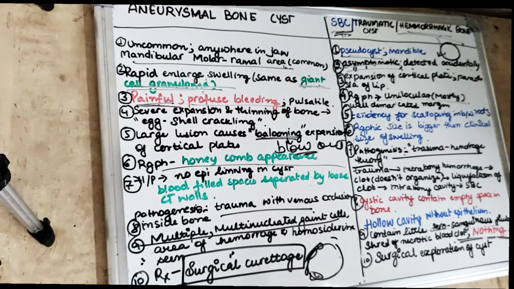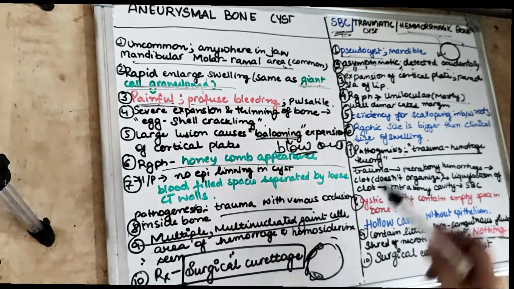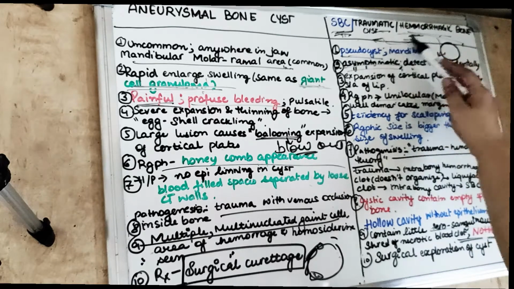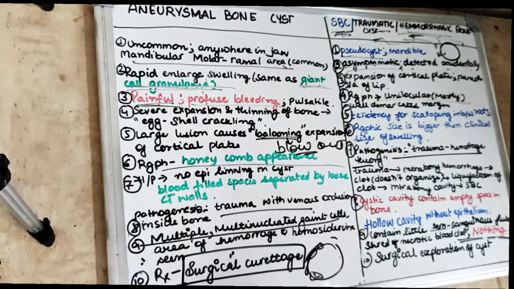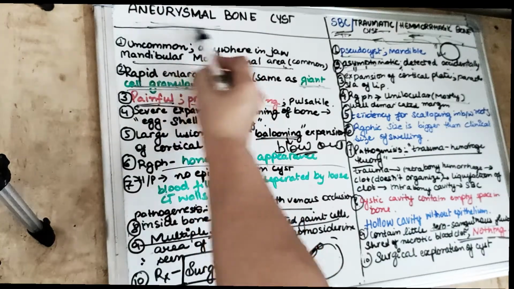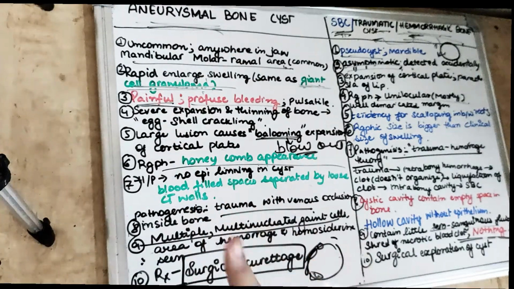So this is about aneurysmal bone cyst and solitary bone cyst, or we can say traumatic bone cyst or hemorrhagic bone cyst. The traumatic bone cyst and hemorrhagic bone cyst are names given because of the pathogenesis, how it develops, right? Aneurysmal, as the name suggests, blood. Always remember this, there is going to be profuse bleeding. Pulsatile. So guys, this is about aneurysmal bone cyst, ABC and SBC, the solitary bone cyst.